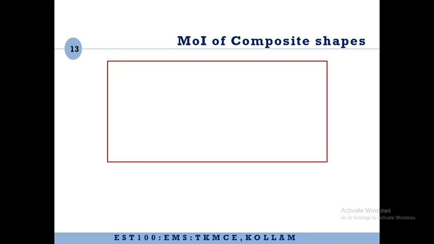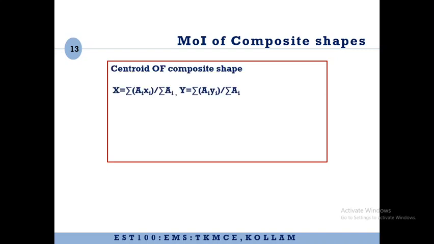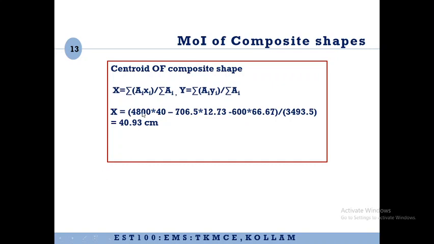Next step is we need to calculate the centroid of the composite shape. So the x coordinate of the centroid will be sigma ai xi divided by sigma ai, and the y coordinate of the centroid will be sigma ai yi divided by sigma ai. So if we apply this, A1, that is 4800 into 40 minus 706.5 into 12.73 minus 600 into 66.7 divided by the total area of the green colored portion. So that we will get it as 40.93 centimeter.